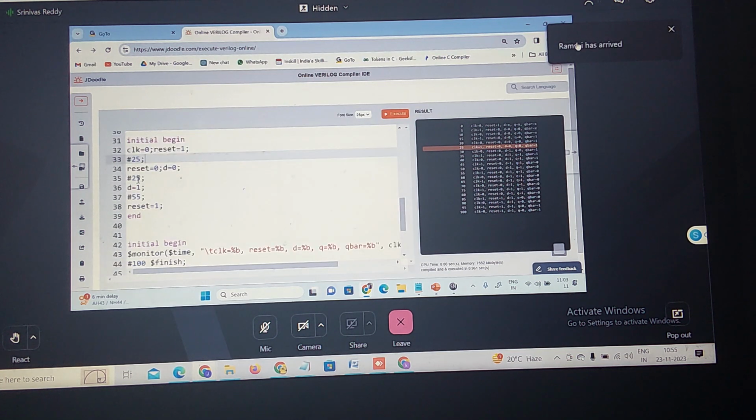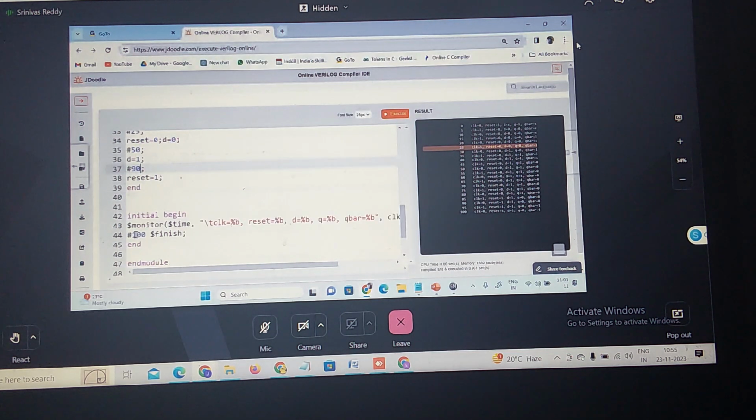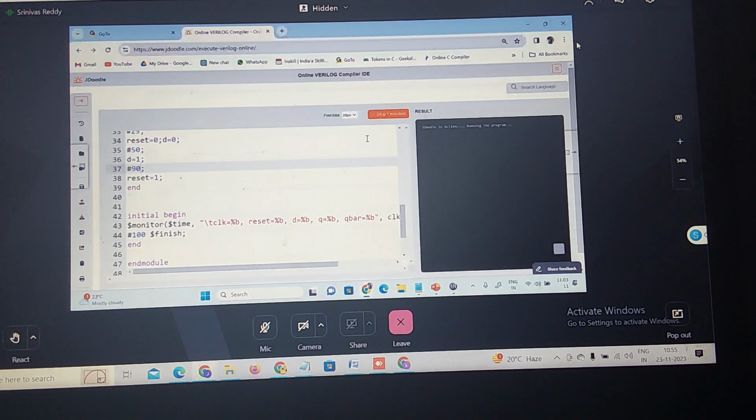Now after this, there is a reset 20. Let us take this to 50, up to 50. Now let us make this up to 90. At 90, I am making reset equal to 1. Then at 100, I am finishing this. Now let us run this code.